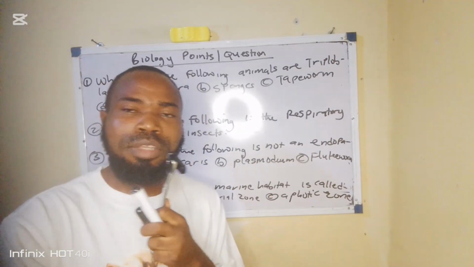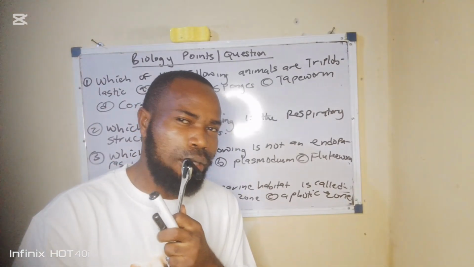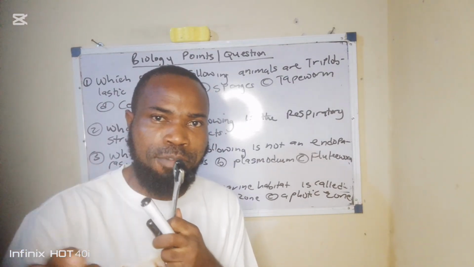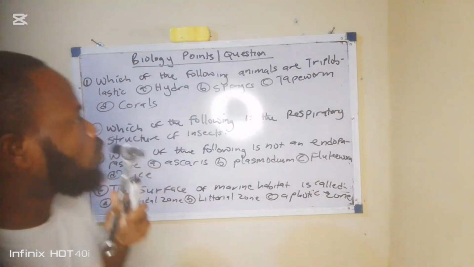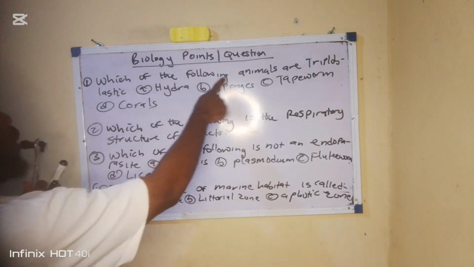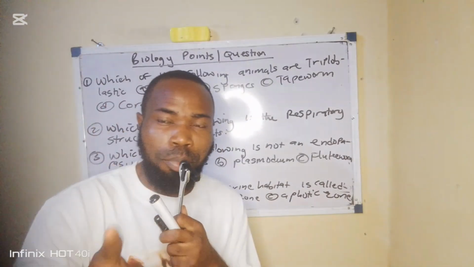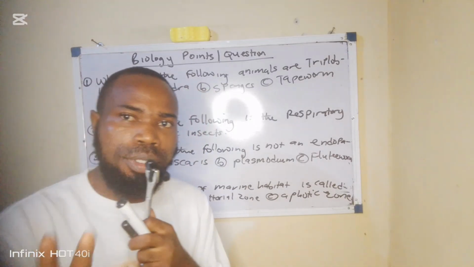Yeah, so you may be watching this video maybe an hour to your exam, or 2 hours to your exam, or a day to your exam, but just pay attention to the basic things I want to review with this video. Now, look at this question. Which of the following animals are triploblastic? First of all, for an animal to be regarded as being triploblastic, that means it has three body layers.